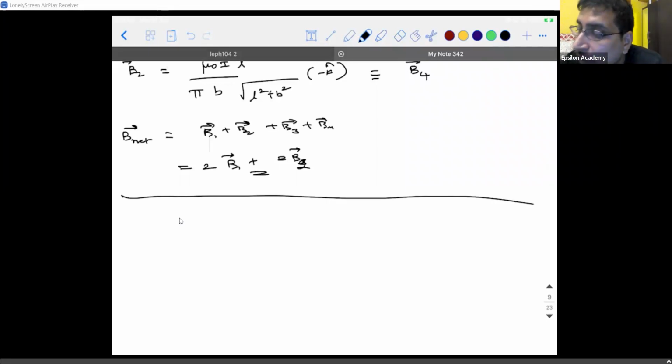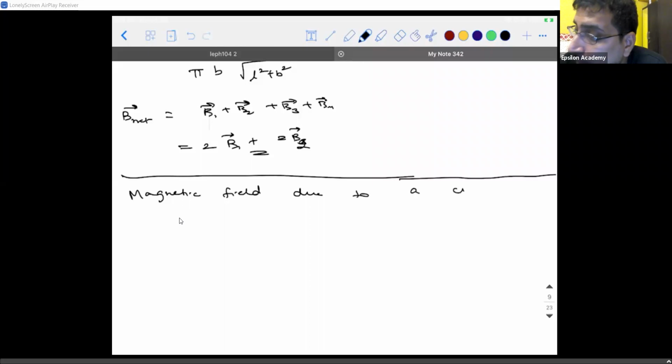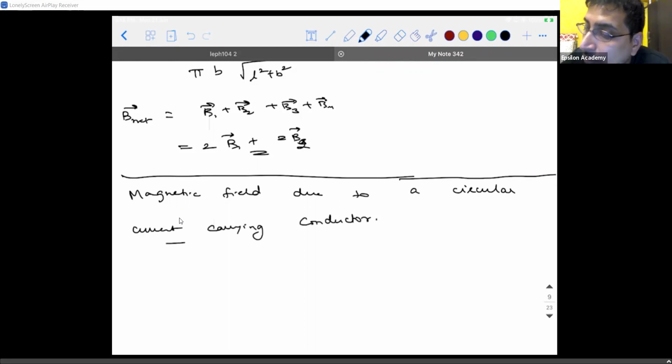Okay, now let's go to the next concept. Sorry, magnetic field due to a circular current carrying conductor. Okay, this is a slightly tricky one. I want you to concentrate. It is simple only, but tricky. I'll not say it is tough.